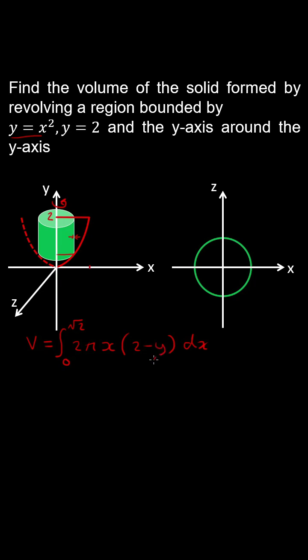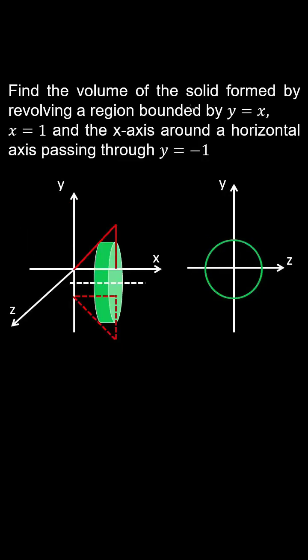And now you can substitute for y is equal to x squared, evaluate that integral, and post your answer in the comments. Let's find the volume of the solid formed by revolving this region around the horizontal axis passing through y is equal to -1.